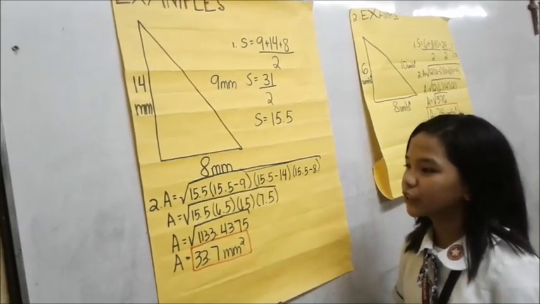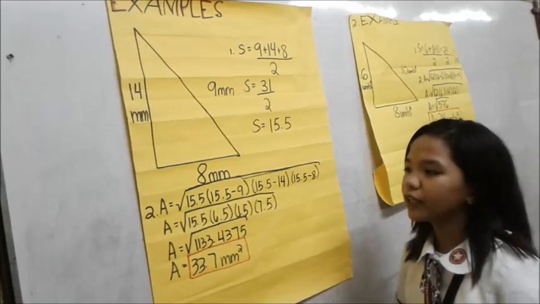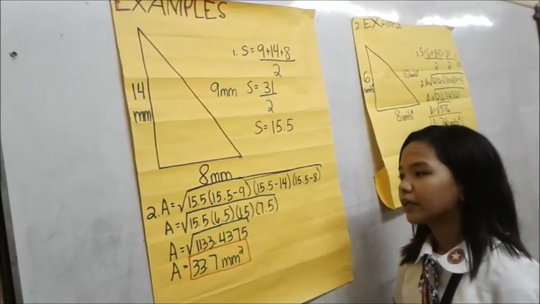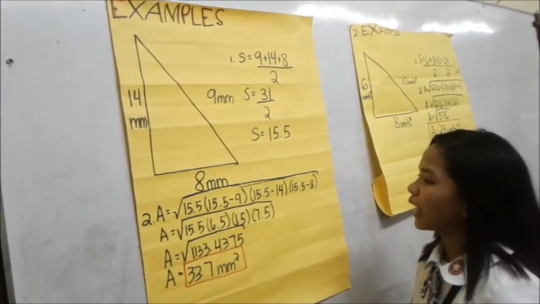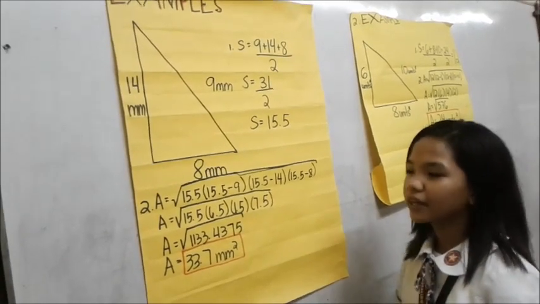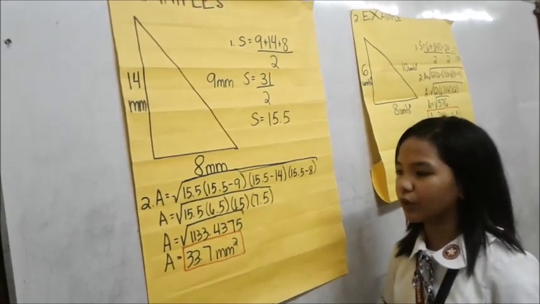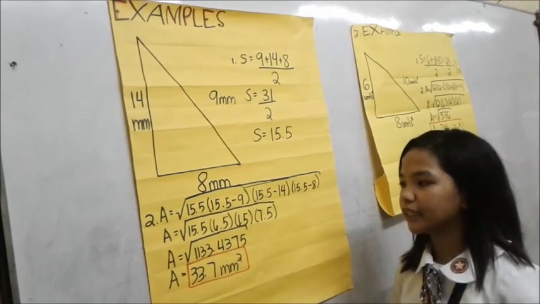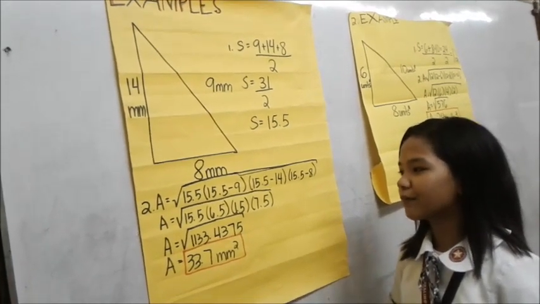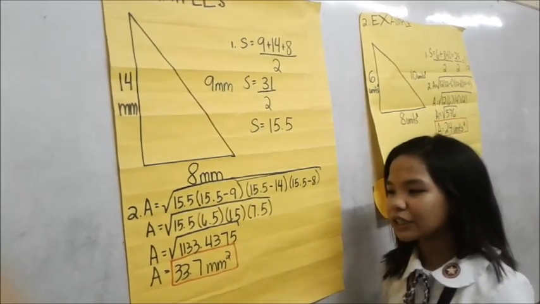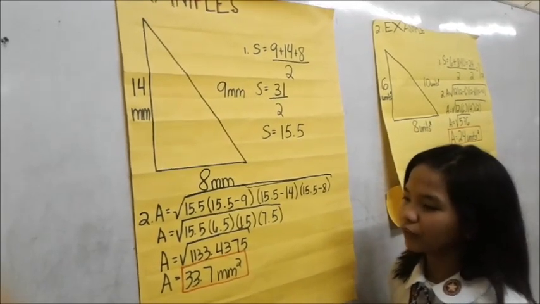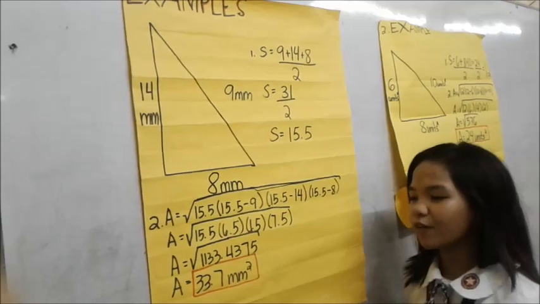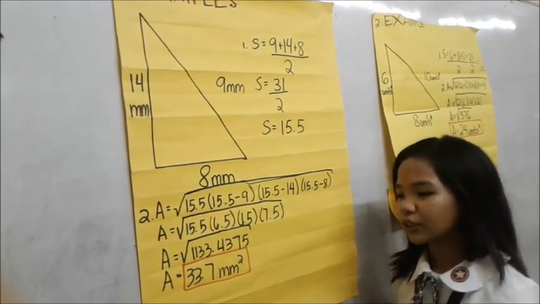A is equal to the square root of our semi-perimeter, 15.5, multiplied by 15.5 minus 9, multiplied by 15.5 minus 14, and multiplied by 15.5 minus 8. Substitute, A is equal to the square root of 15.5 multiplied by 6.5 multiplied by 1.5 and multiplied by 7.5. The answer is A is equal to the square root of 1,133.4375. And the final answer is A is equal to 33.7 square millimeters.